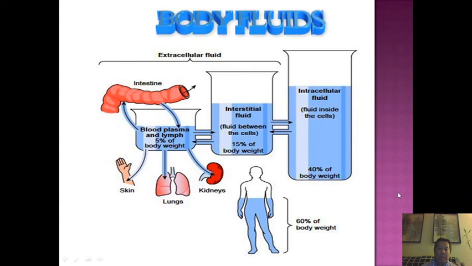So again, in review, what are the compartments of body fluid? You have only two compartments. One, those fluids inside the cells, which we call intracellular fluids. The majority of our body fluids are found inside the cells. We also have fluids found outside the cells but inside the blood vessels, called intravascular fluids, and there are fluids in between the cells called interstitial fluids.